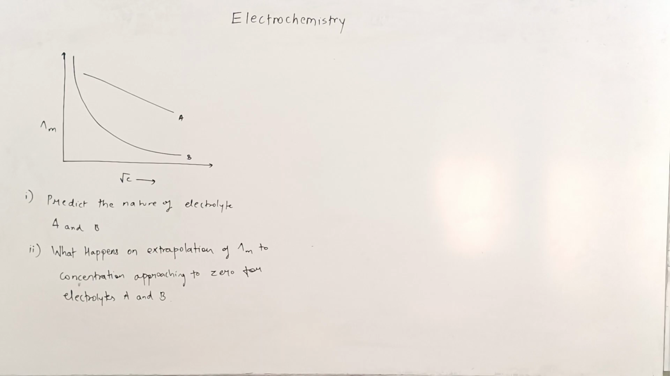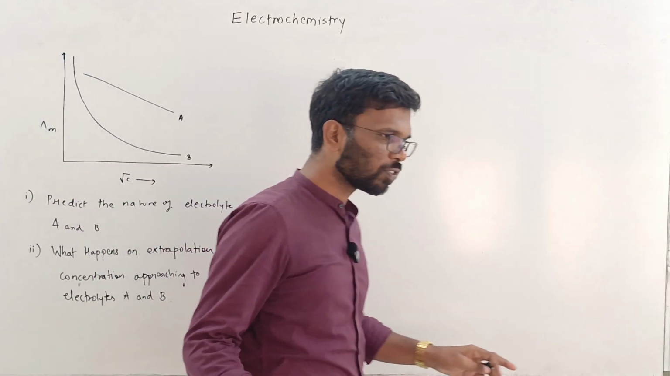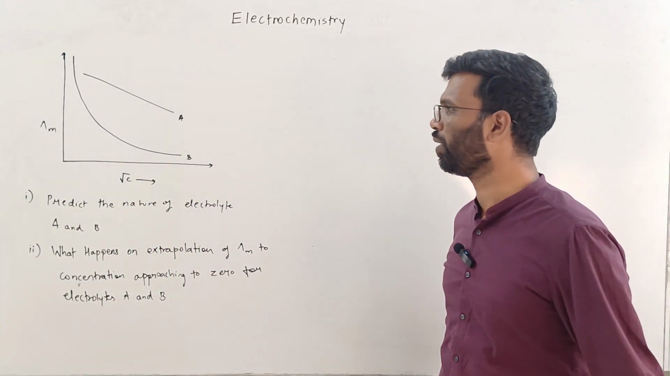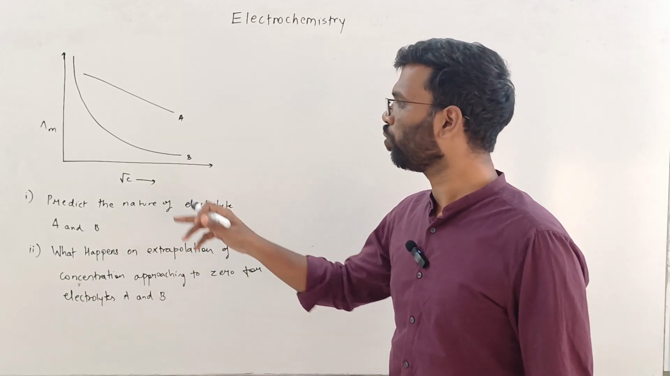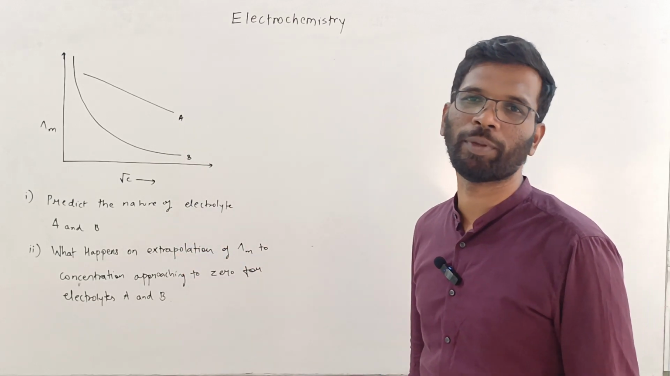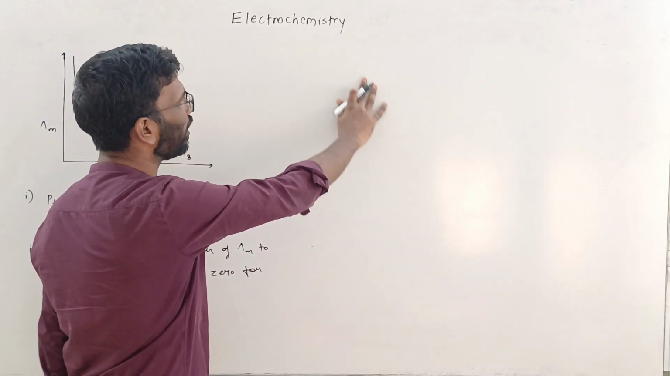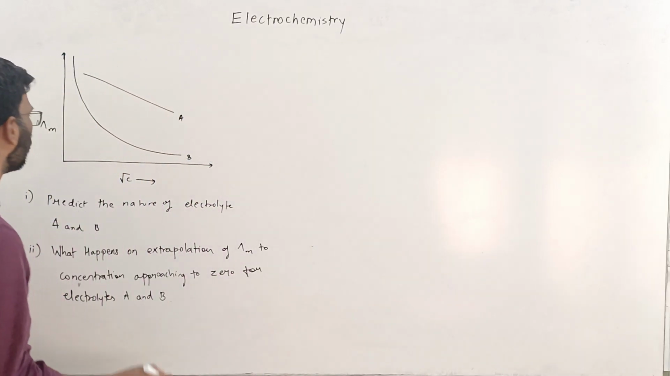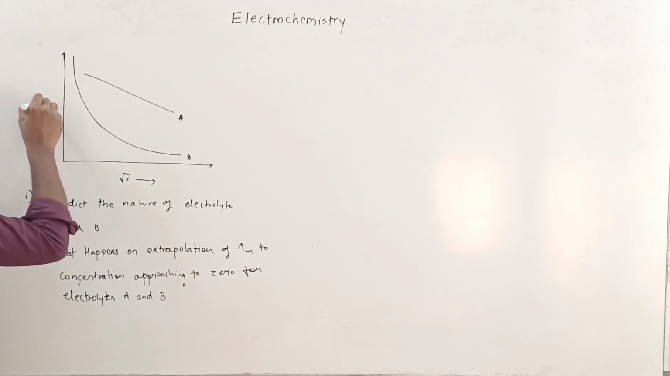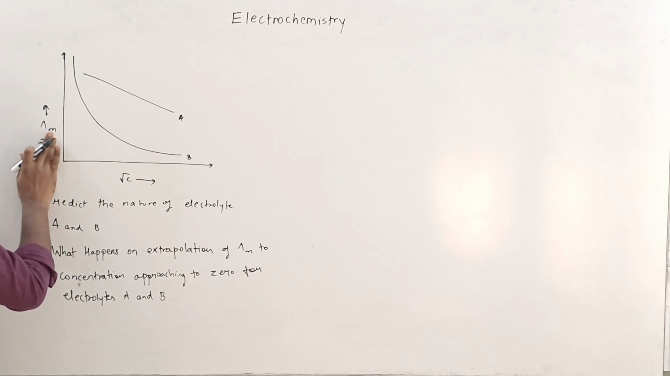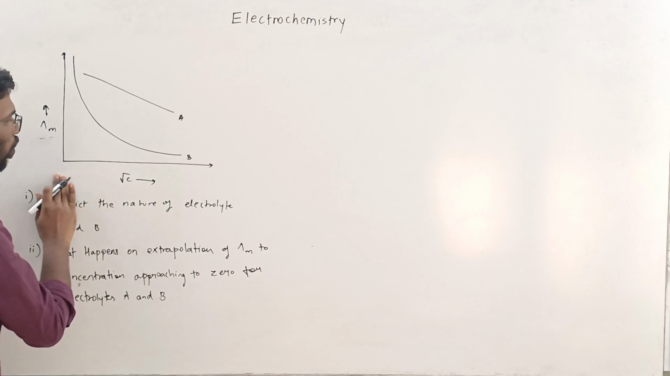This is a very nice, very interesting question. Two plots are given in the graphs, A and B. Predict the nature of the electrolytes A and B, that is what is asked. See, for a strong electrolyte, it is very easy to calculate the molar conductance. This axis is the molar conductance, and this axis tells you about the concentration.